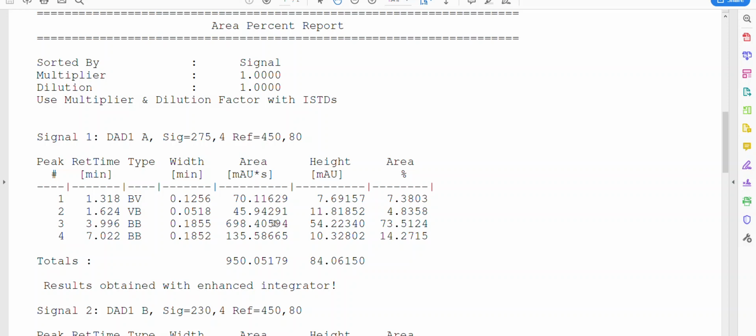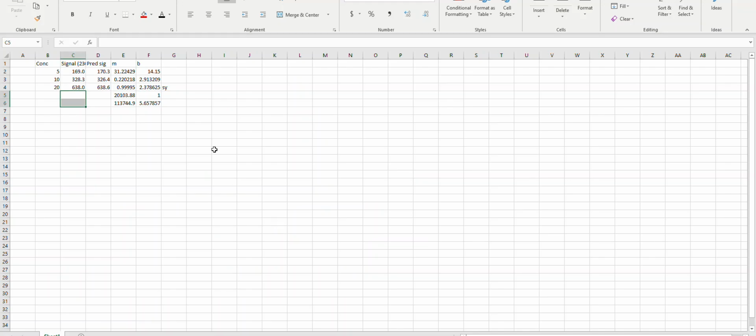So we can go back to here, and we can enter 698.4.